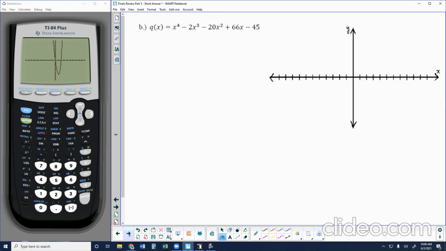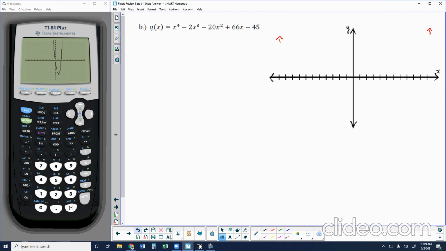This one is going to be a little bit more complicated. As we take a look at q of x, I'm going to go ahead and start with just some graphing features. We notice that, again, it's an even degree, so ends are going to go in the same direction. It's a positive leading coefficient, so it's going to go up to the right because it's a positive leading coefficient, even, so both directions are going to go up.